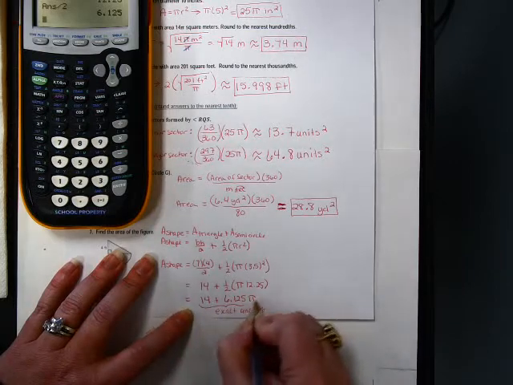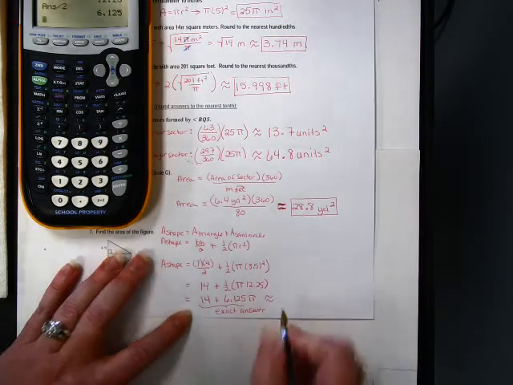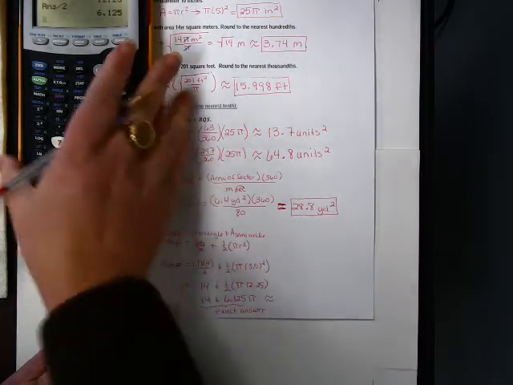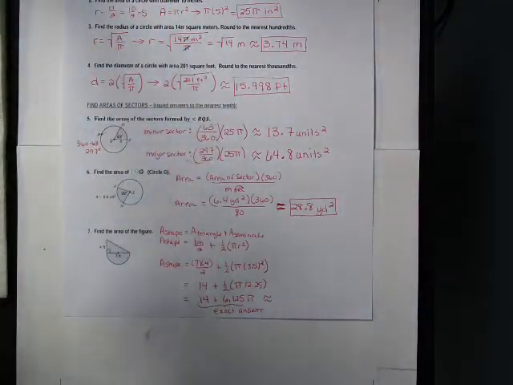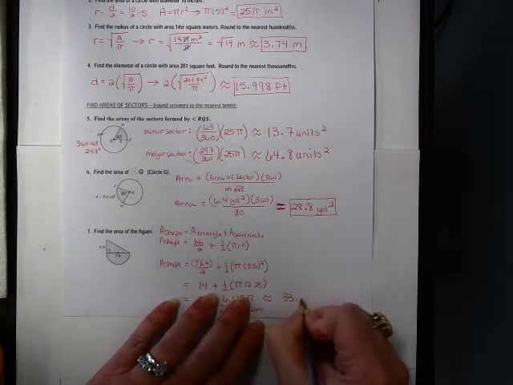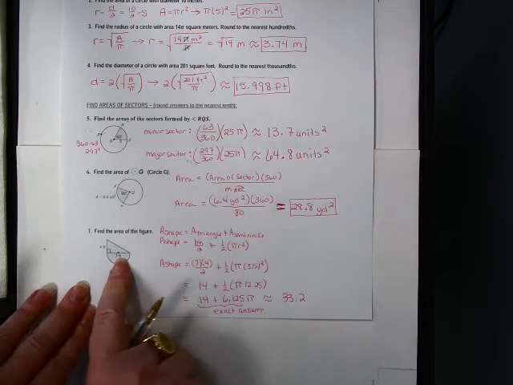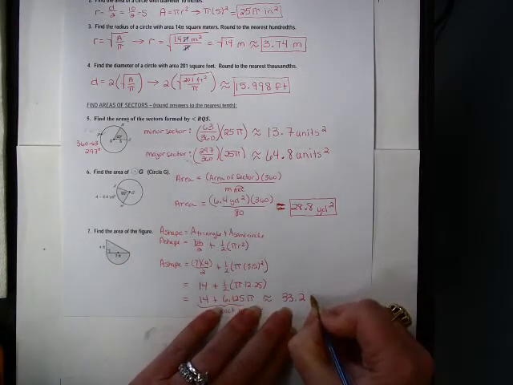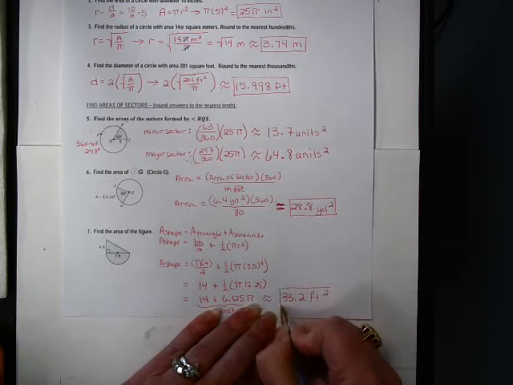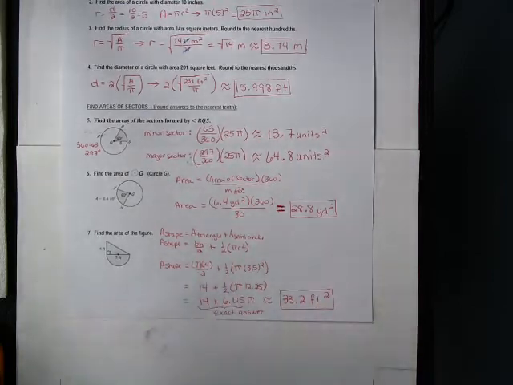And after you plug this into the calculator, you're going to round it, and it's going to be approximately 33.2. Look for your label. They gave me feet, so this is going to be feet squared. And that is it for our notes 11.5.